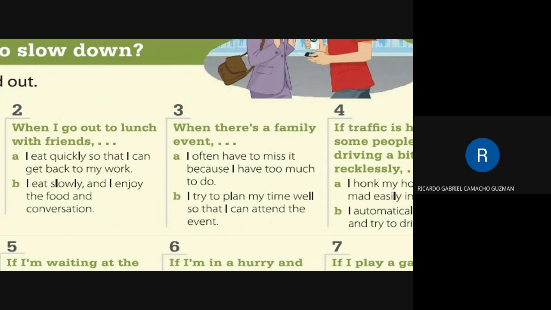What about you, Vianney? Number three. When there's a family event, letter A, you often have to miss it because you have too much to do. Or letter B, you try to plan your time well so you can attend the event. What do you usually do, A or B? Letter B. I try to plan my time well so I can attend the event.